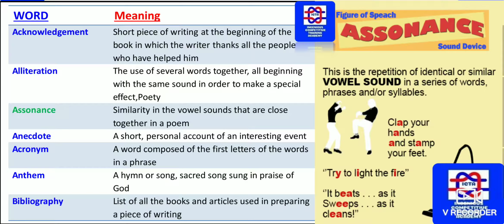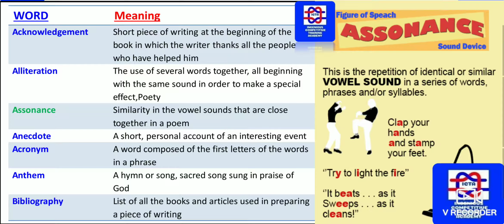Next we have alliteration. The use of several words together all beginning with the same sound in order to make a special effect in poetry is known as alliteration, where several words together begin with the same sound in order to make a special effect, as given in poetry.